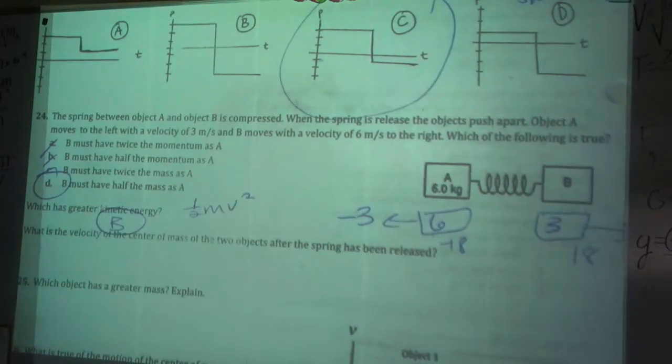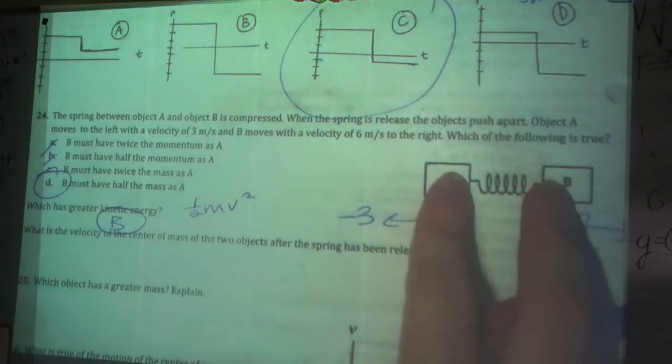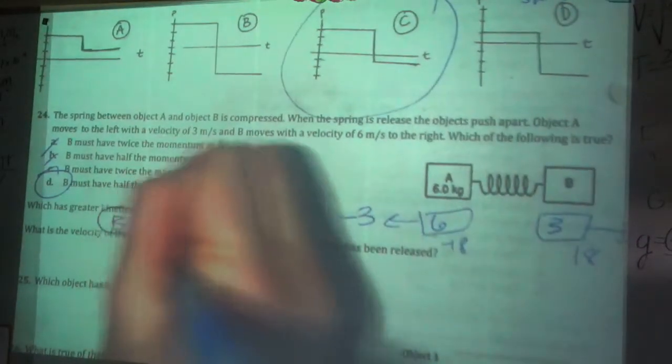What is the velocity of the center of mass? Well, there have been no external forces, so the velocity beforehand, when they were all at rest, the center of mass was at 0, so it stays at 0.